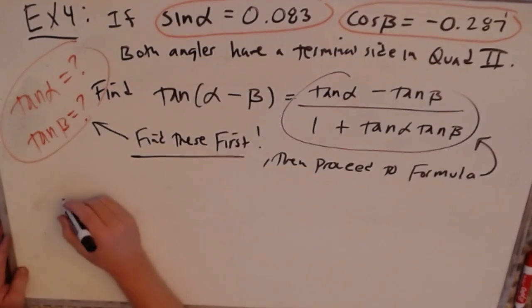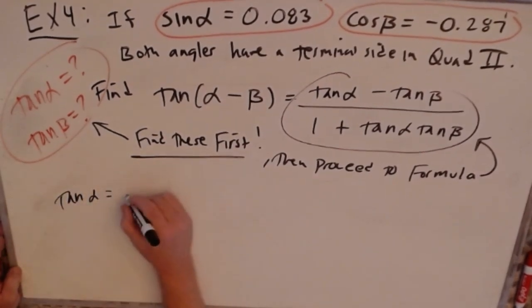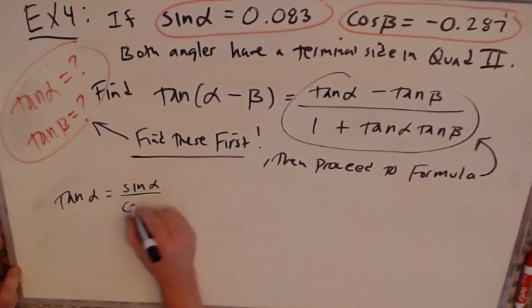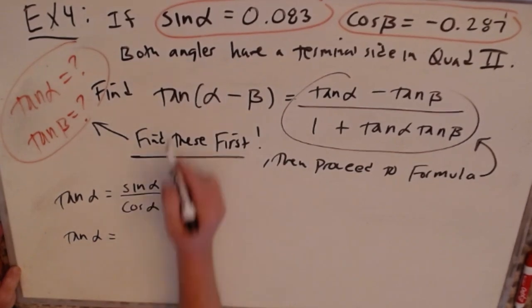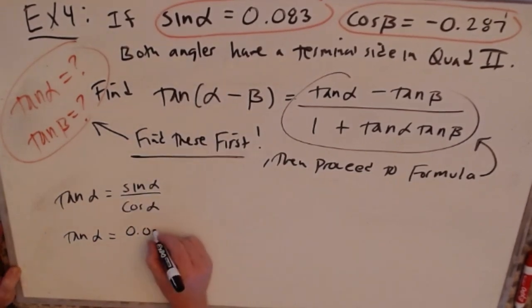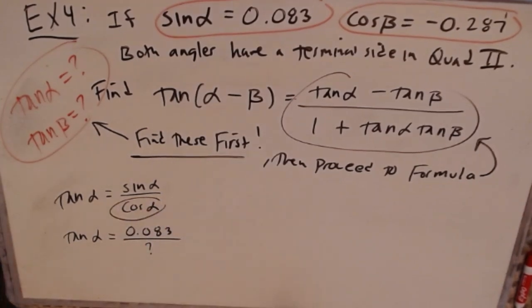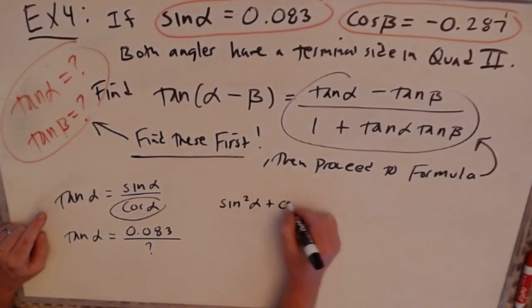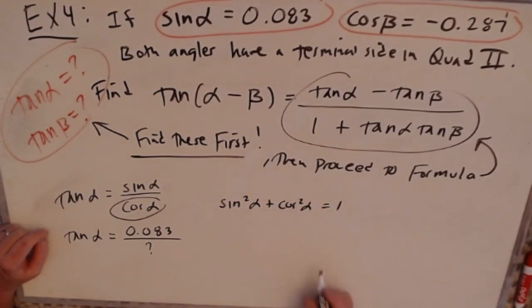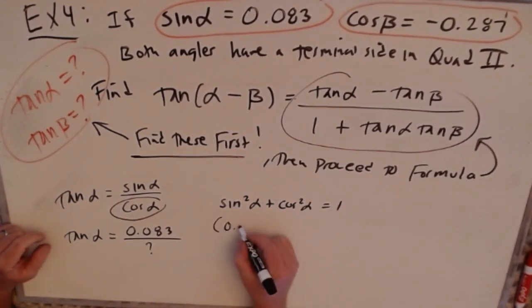All right, so what do we have? We have tan alpha is sine alpha over cosine alpha. I know sine alpha. I don't know cosine alpha. So I'm going to have to use that Pythagorean identity again: sine squared plus cosine squared equals 1. I know sine.